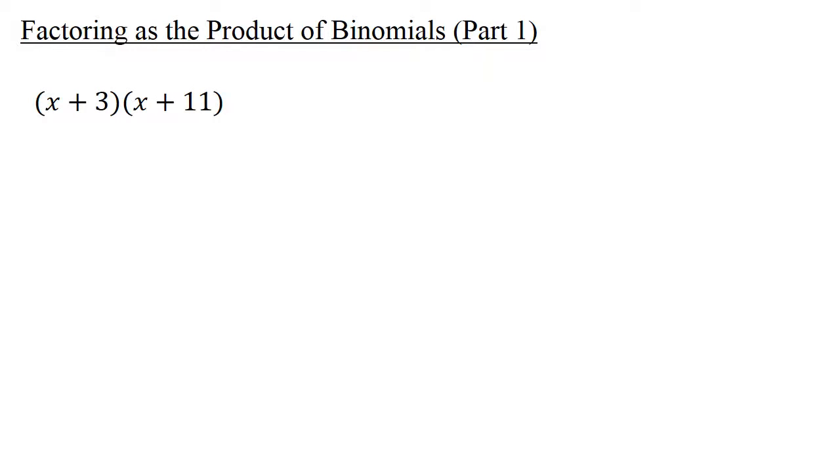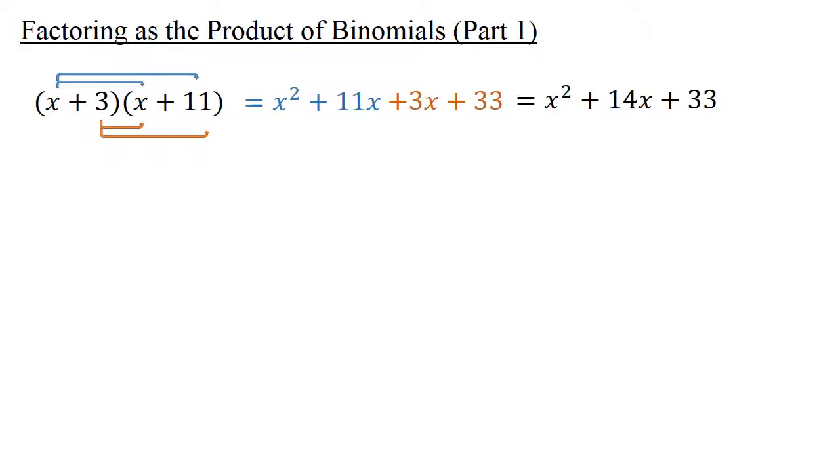So we could have a situation like this, where you have x plus 3 times x plus 11, where all the terms in both of our binomials are positive. If I just wanted to multiply this out, I would do my normal distribution: distribute the first x term in the first binomial to both parts of the second binomial, then distribute the positive 3 term to both parts of the second binomial, and then combine like terms. 11x and 3x give us 14x. And so that's the one where all the terms are positive.